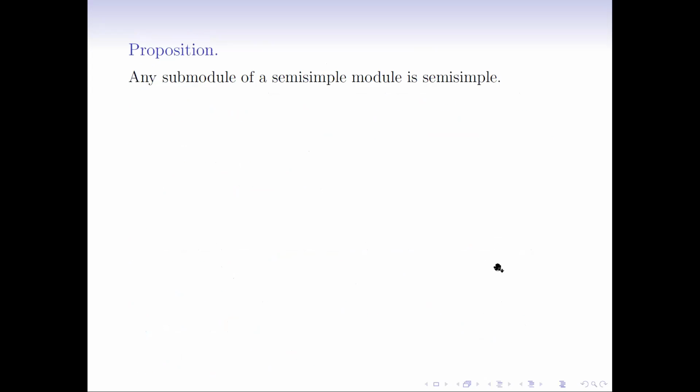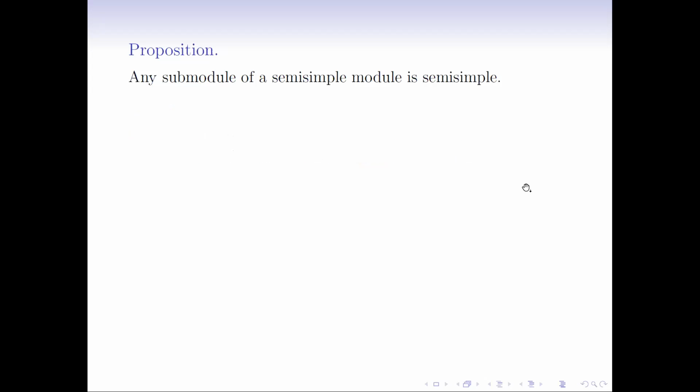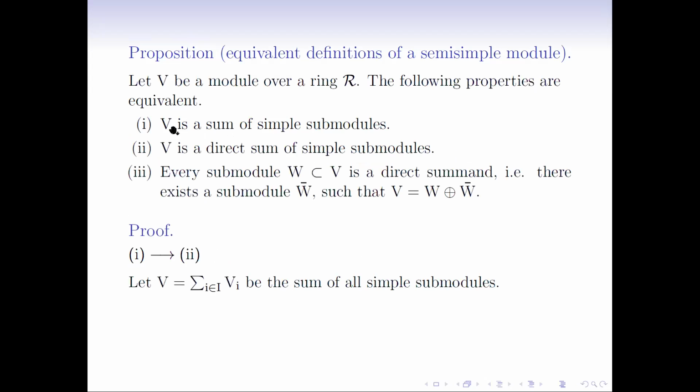So any submodule of a semi-simple module is semi-simple. Let's assume that W inside V is a submodule and V is semi-simple. Let us prove that W is semi-simple itself. So we now use the same trick. We take W0, which is the sum of all simple submodules of W. And now we want to prove that W0 coincides with W. Just again, by the above property, we prove that the first condition is equivalent to the second one.